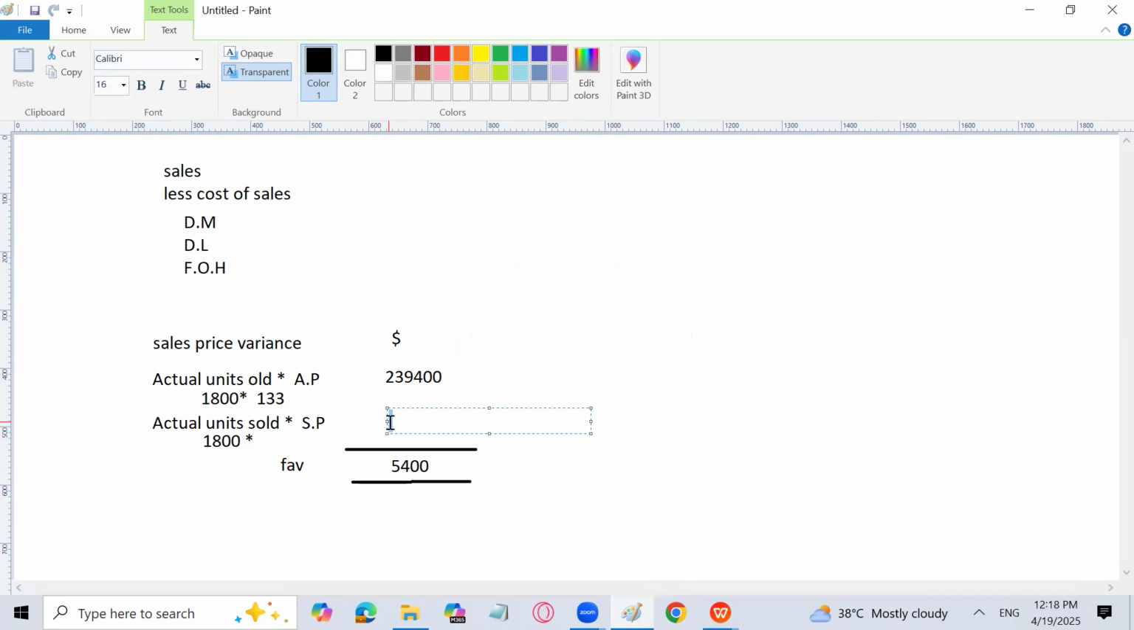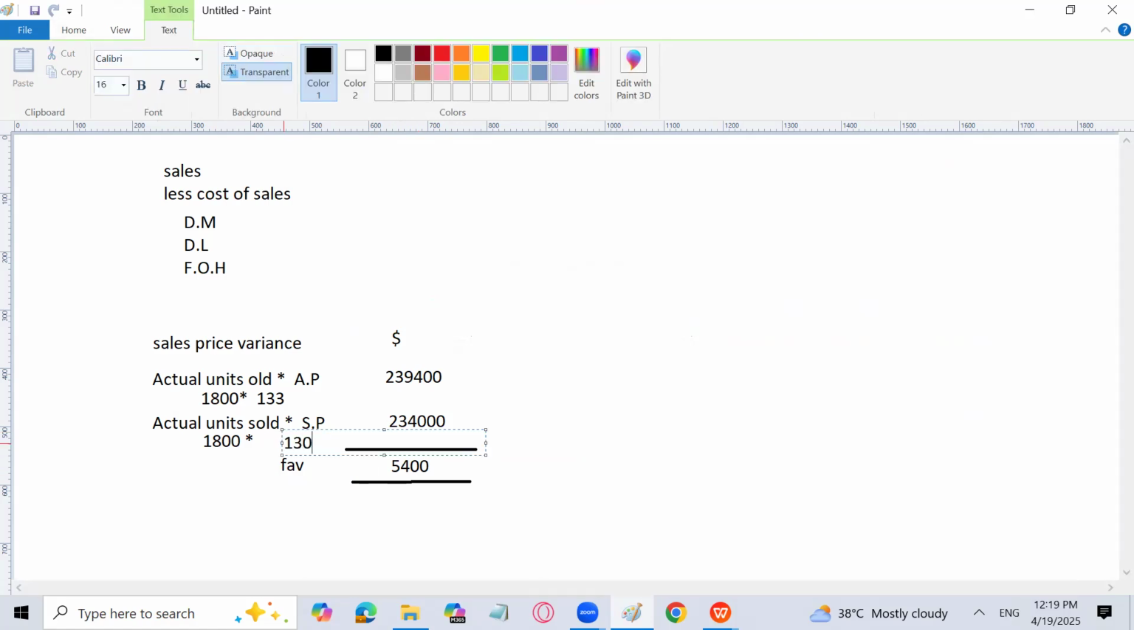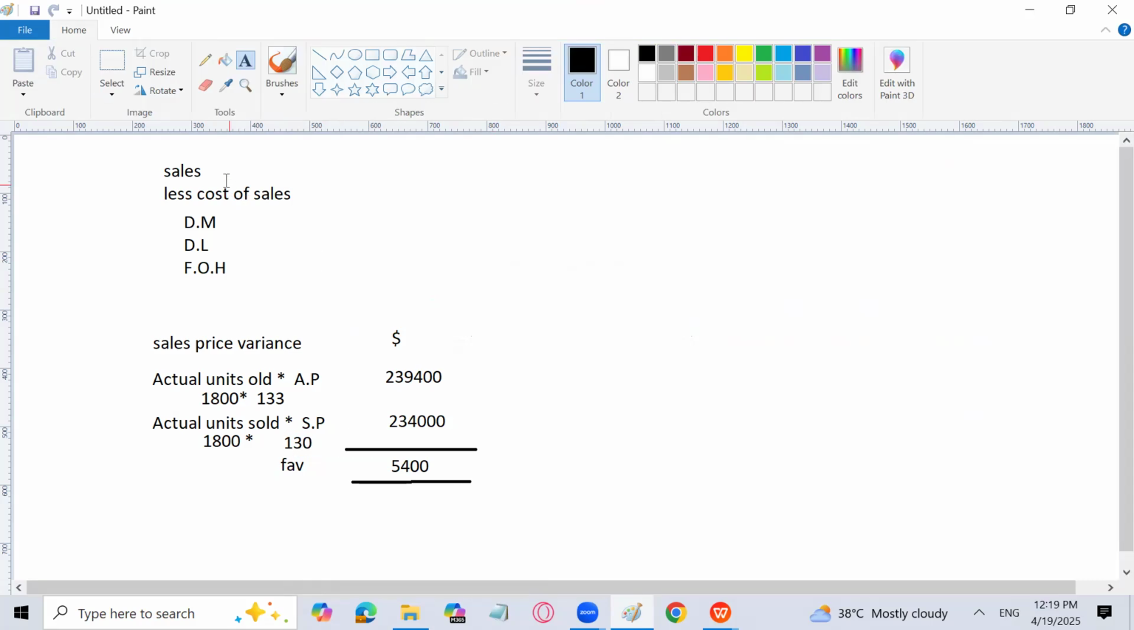That is 239,400 minus 5,400. So 234,000 is going to be our answer of actual units into standard price. Now I will divide 234,000 by actual units 1800. I will get the standard selling price and that is going to be 130. So this is how we are done with that.